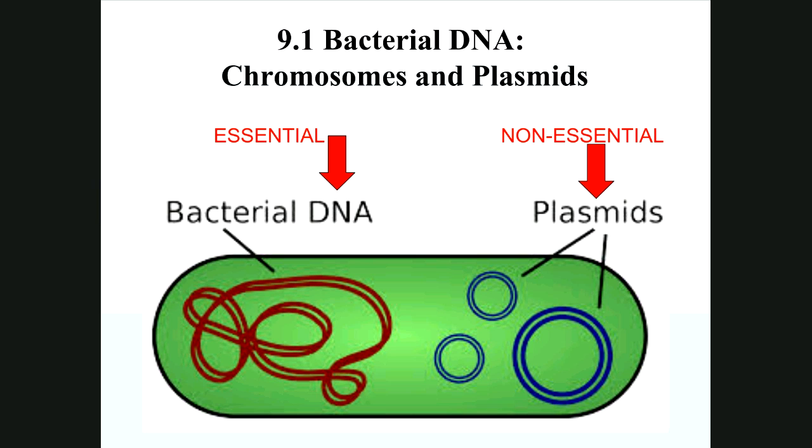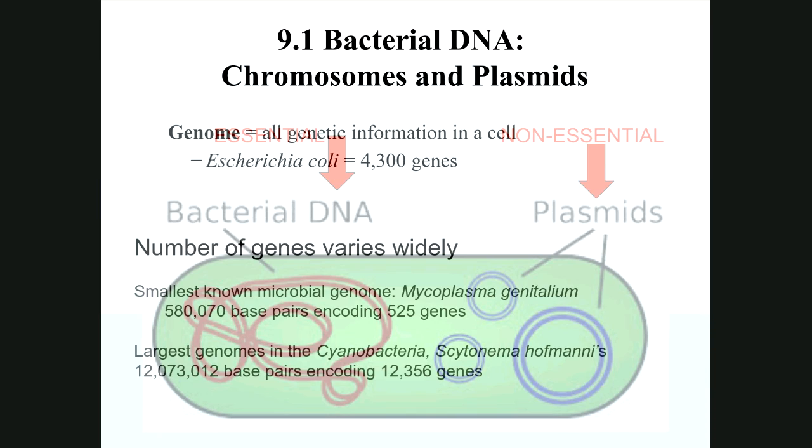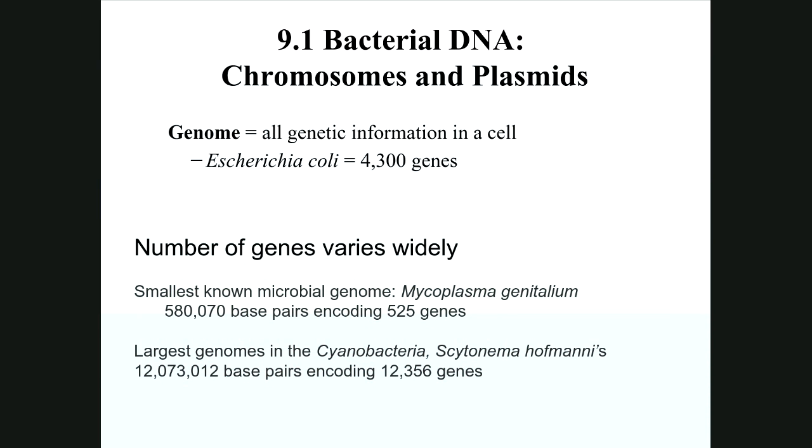Okay, let's focus just a little bit longer on the bacterial DNA though. The genome is all the genetic information in a cell. For example, E. coli has 4,300 genes on its one circular main chromosomal DNA. But the number of genes can vary quite widely. So here are two extremes. The smallest known microbial genome is in the Mycoplasma genus. This one species has 580,000 base pairs, only encoding for 525 genes. That's not very many, 525 compared to the 4,000 in E. coli.